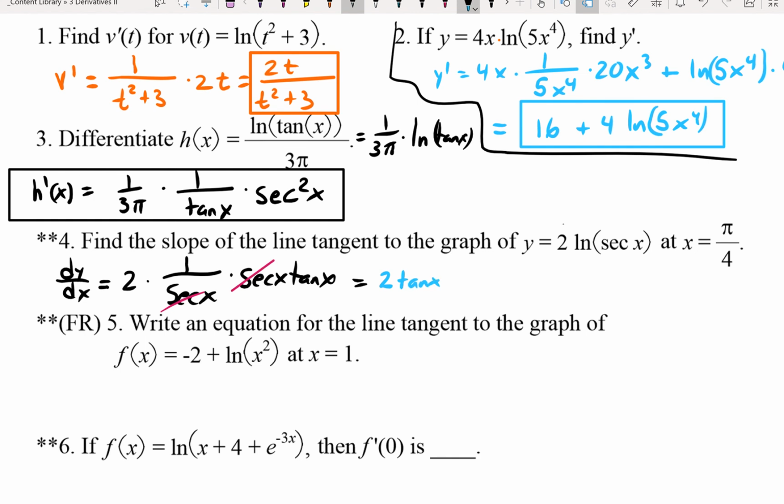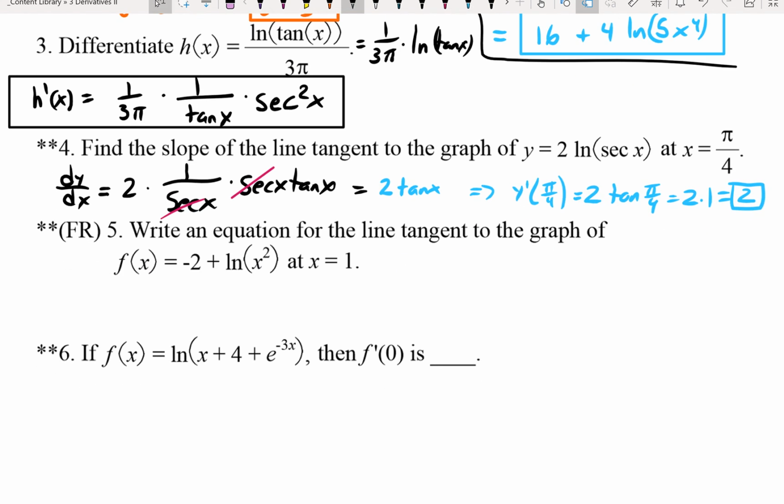Result is 2 tangent of x. Now I want the derivative at pi over 4. So y prime at pi over 4 is 2 tangent pi over 4. Tangent of pi over 4 is 1. Final answer, 2.